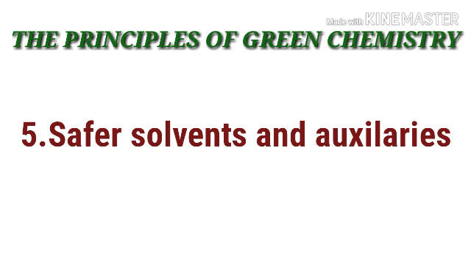Next one, safer solvents and auxiliaries. The use of auxiliary substances, for example solvents or separation agents, should be made unnecessary whenever possible and innocuous when used. Water should be used as a solvent. If water is not usable, then more eco-friendly solvents like supercritical CO2 or ionic solvents. As far as possible, synthesis is carried out without solvents.